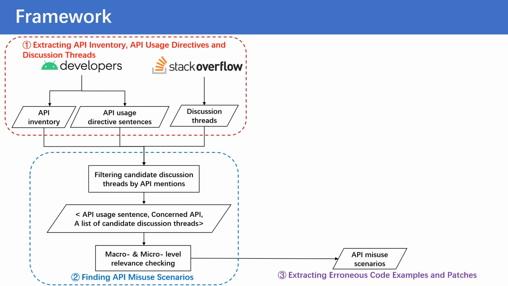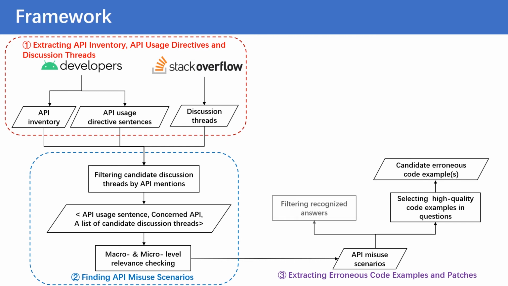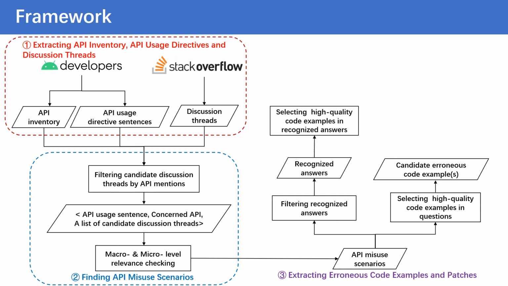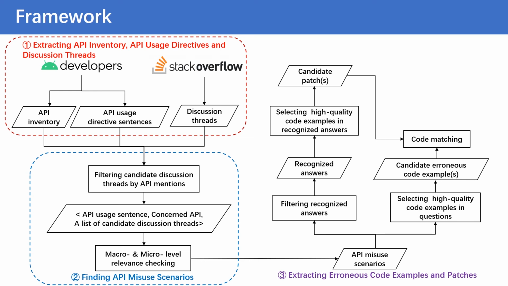Once we have obtained API misuse scenarios, we can make further analysis. For the selected API misuse scenarios, on one hand, we can select the high-quality code examples in questions with regard to length of code, code relevance, and so on. On the other hand, we use some heuristics to filter recognized answers, and also select the high-quality code examples from recognized answers. If there are no code answers, we consider the whole answer text. After selecting codes, we match code from questions with code from answers using the bag of tokens method. Thus, we can get pairs of erroneous code examples and patches.